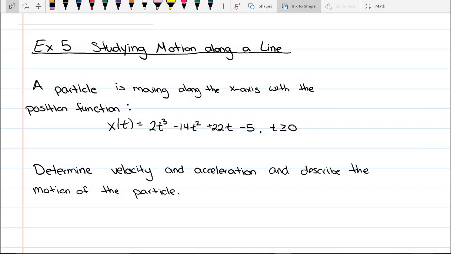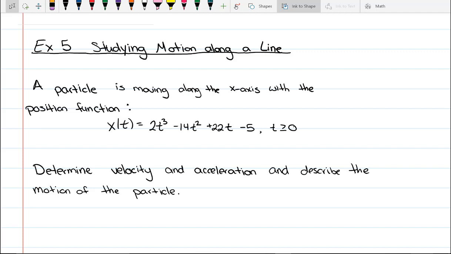Example 5. Studying motion along a line. In previous lessons, we have talked about how we can model particle motions given position with velocity and acceleration. Keep in mind that particle motion moves across a straight line, which means particles move forward and backwards, not up and down. So if our graph is moving up, then our particle is moving forward.